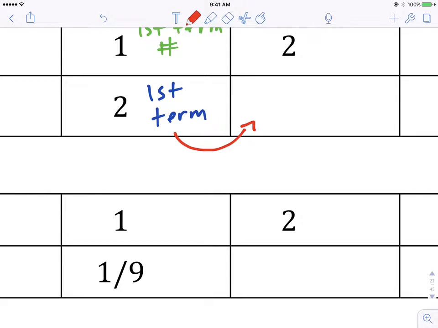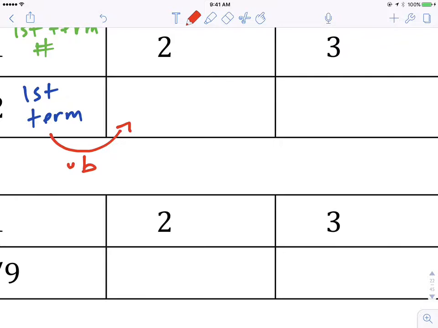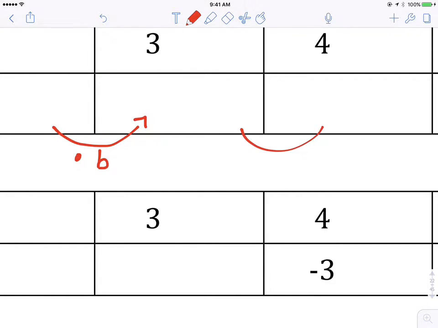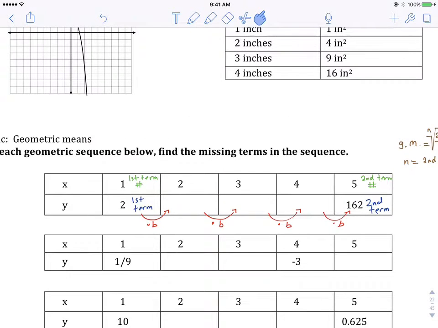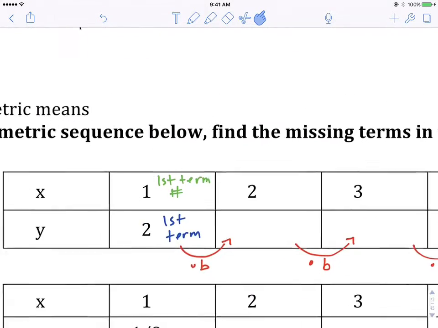b? It was multiplied by some number called b to get to this next value. And then that value is multiplied by that same number b to get to the next value. And that value is multiplied by b to get to the next value. And then that value is multiplied by b to get to 162. So what I know now is this, that 2 times b times b times b times b equals 162. So I'm going to write that down.